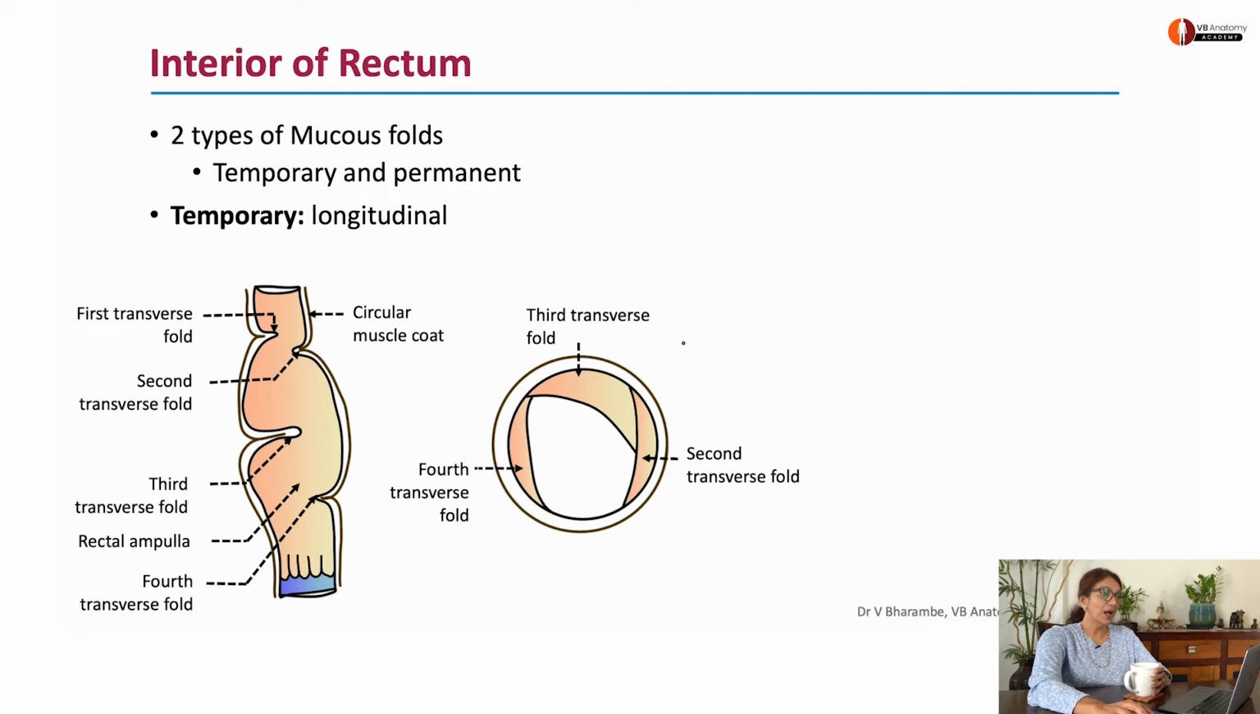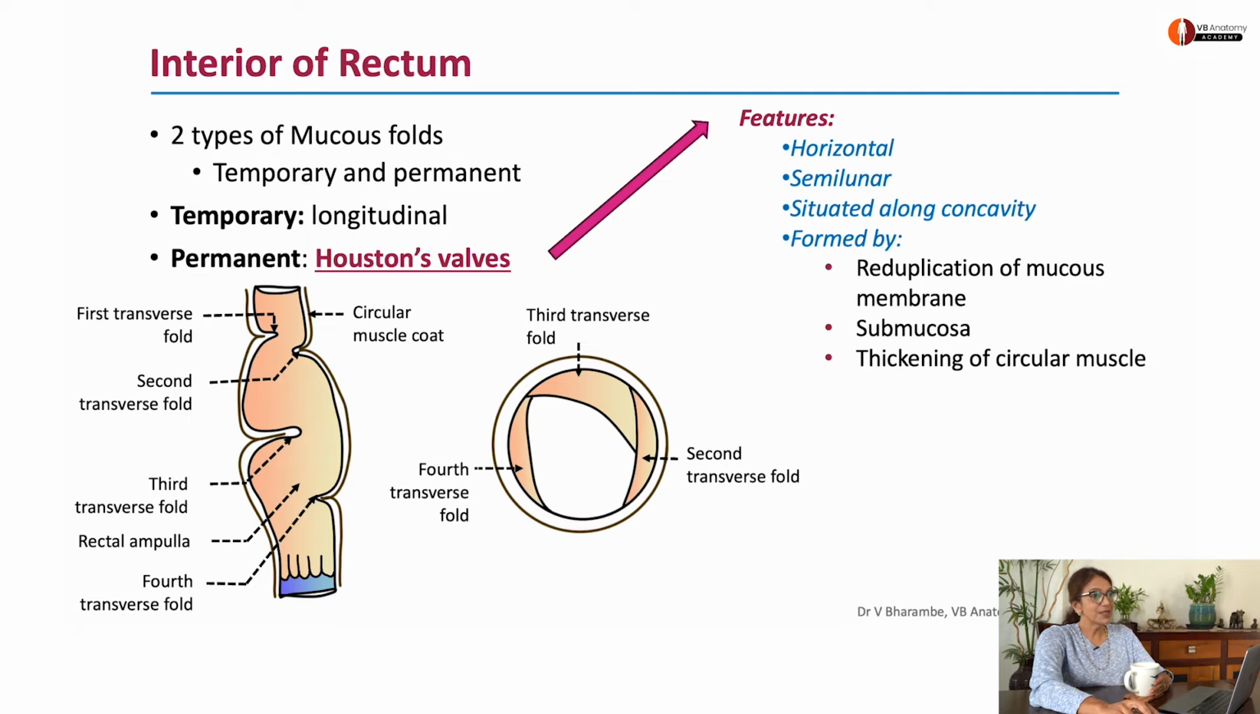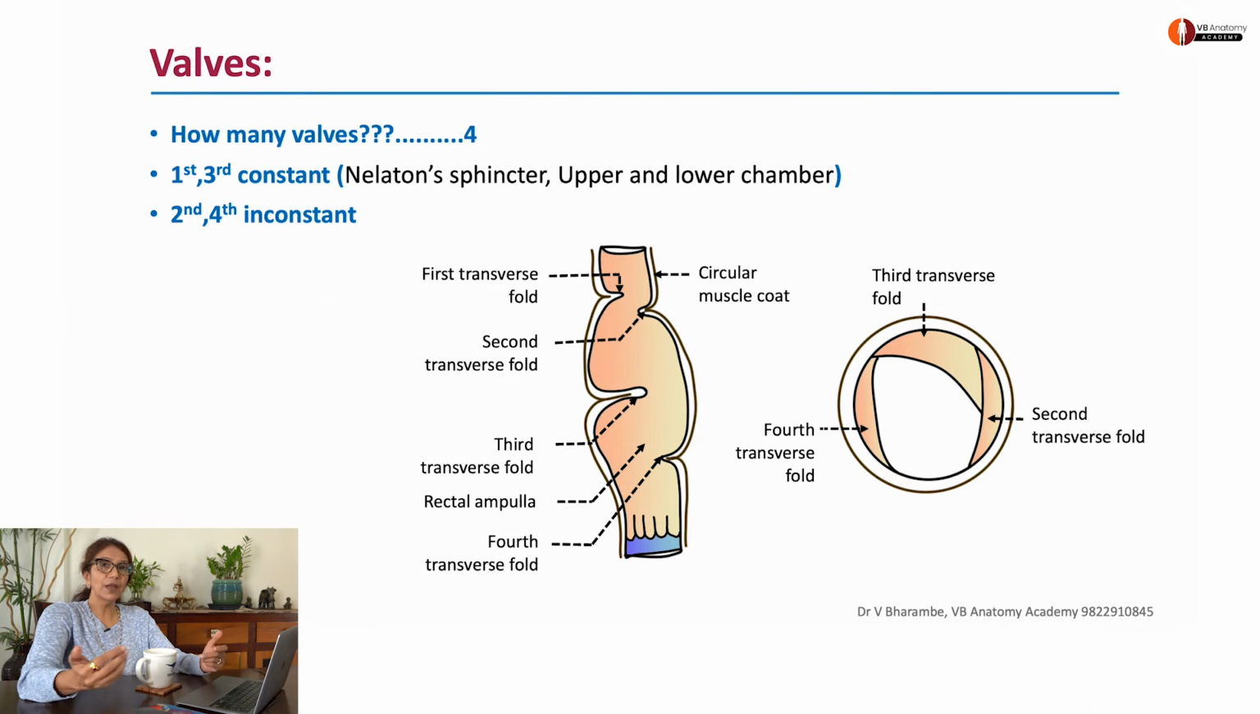Horizontal, okay, however, are permanent folds called Houston's valves. So each Houston's valve is a horizontal semilunar fold containing mucous membrane, underlying submucosa, and a bit of circular muscle also. They are permanent folds. How many? The first and third are constant. The second and fourth are comparatively inconstant. Total 4.